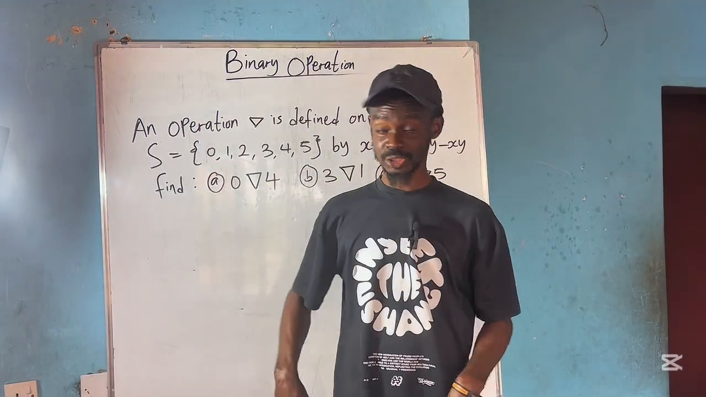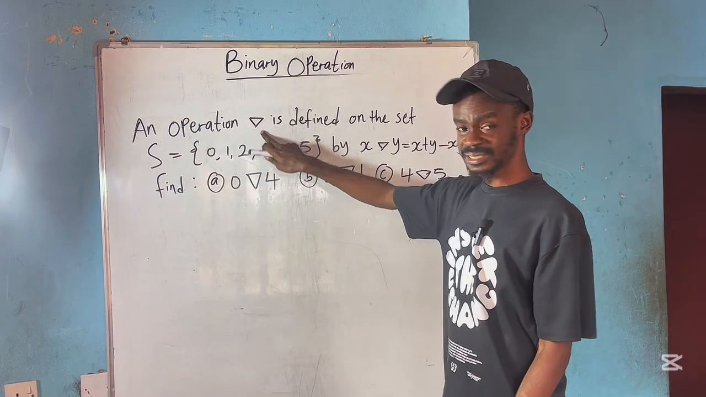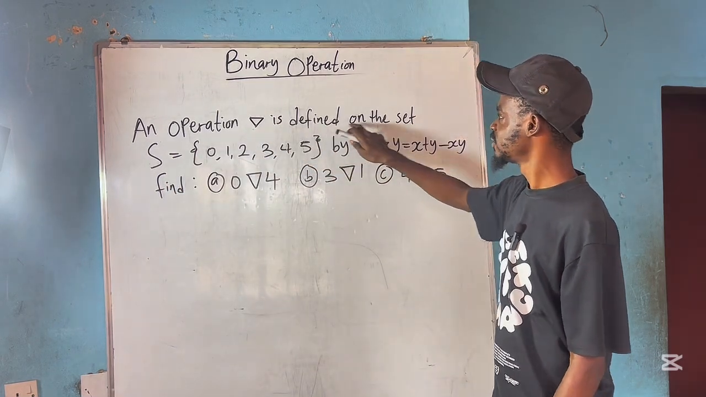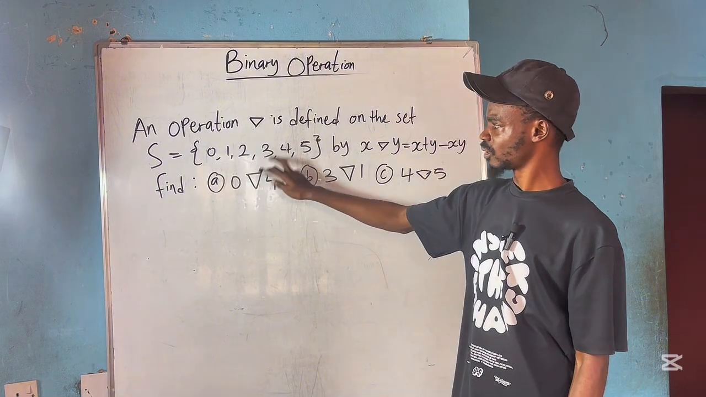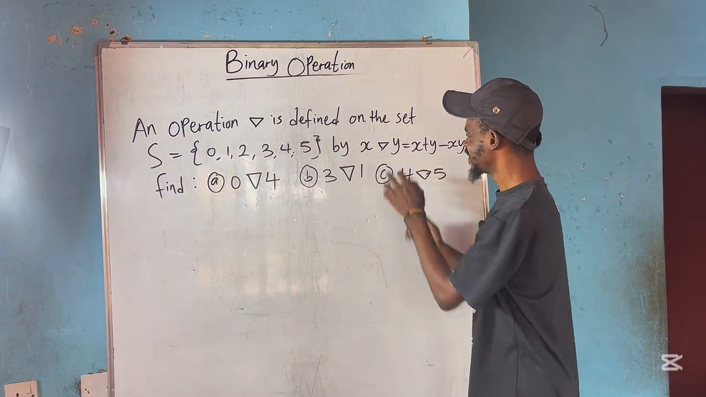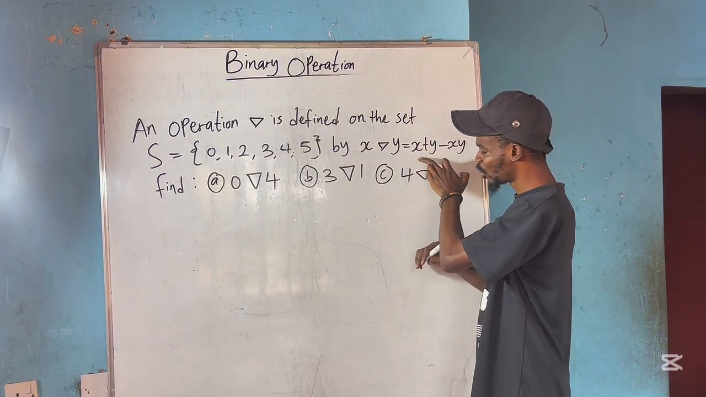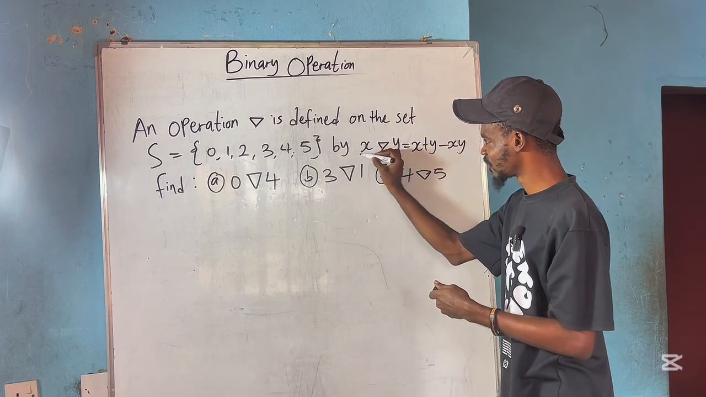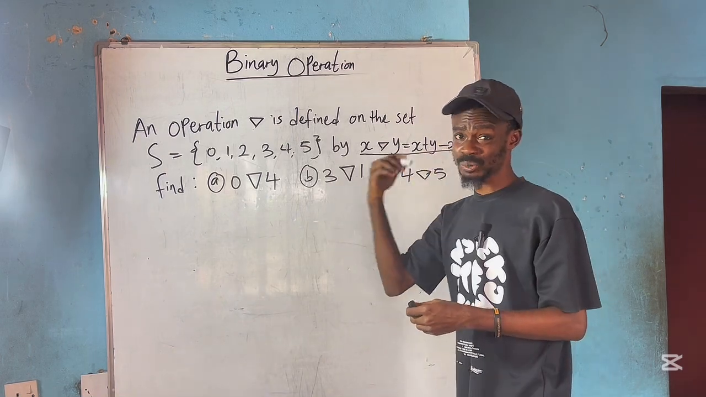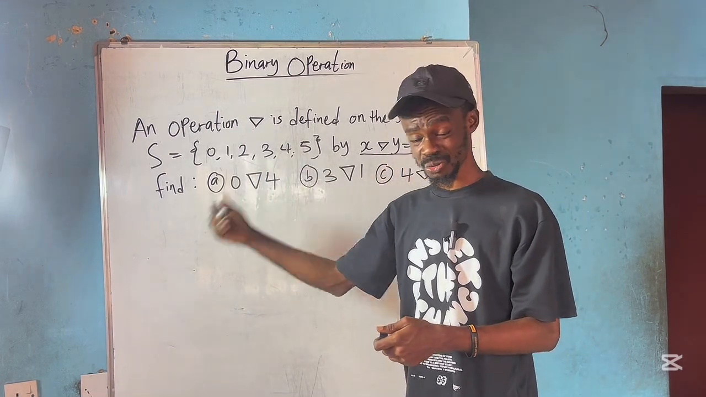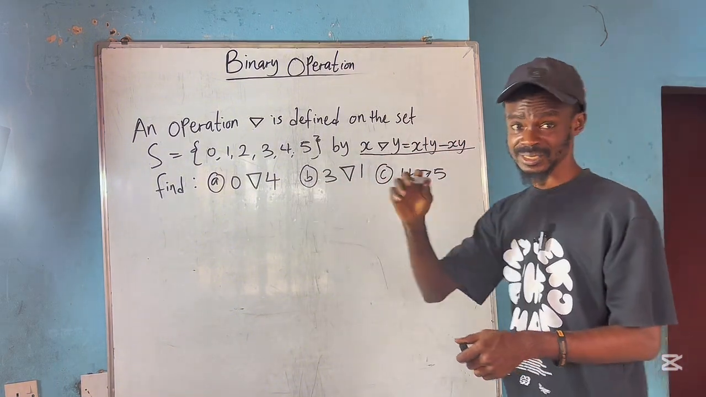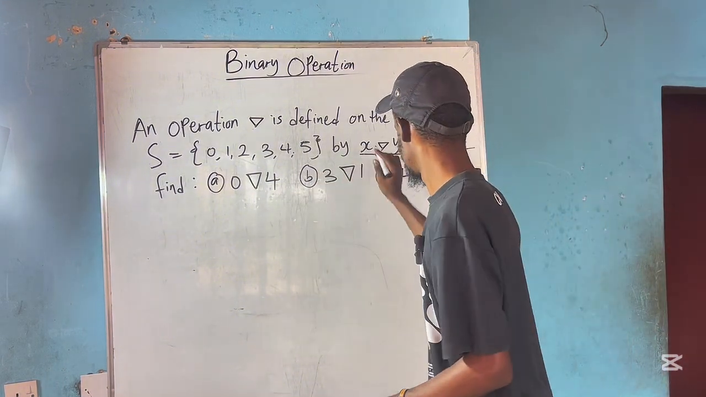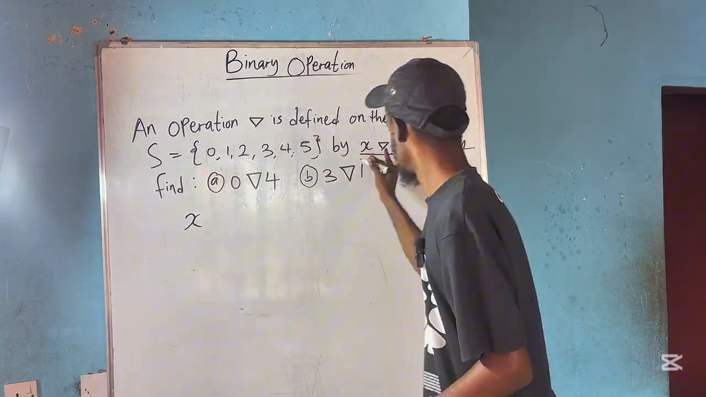Now we have another question that says an operation, this triangle, is defined on the set x, which is from 0, 1, 2, 3, 4, and 5 by, this is the formula for this binary operation now. This is the formula that we are considering. Whenever you see a question, they will give you a formula that you use to solve. So they are giving us that the formula for this binary operation is this. So let's quickly write down the formula first.